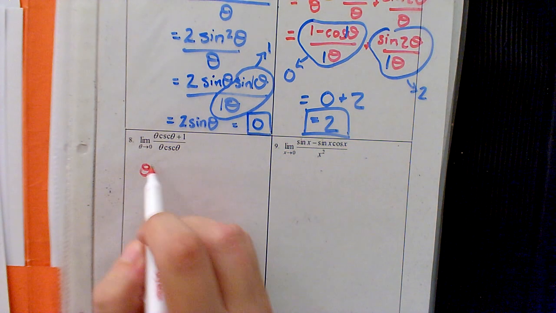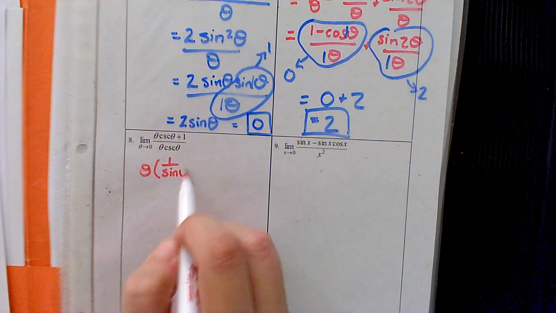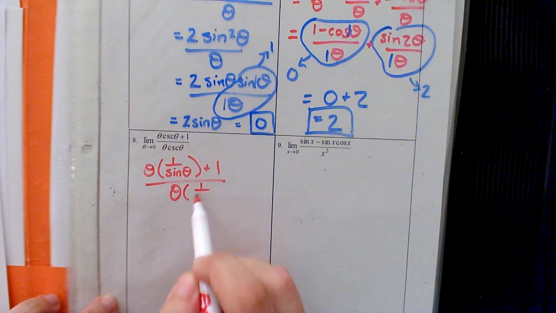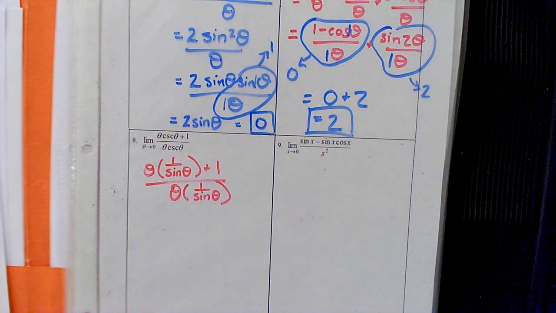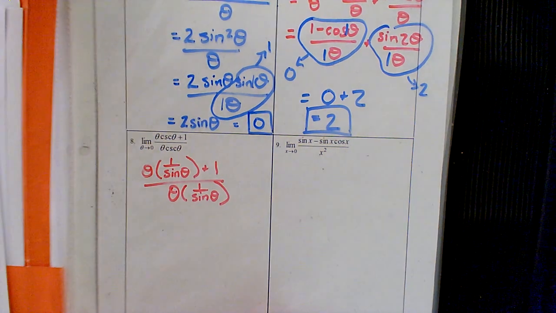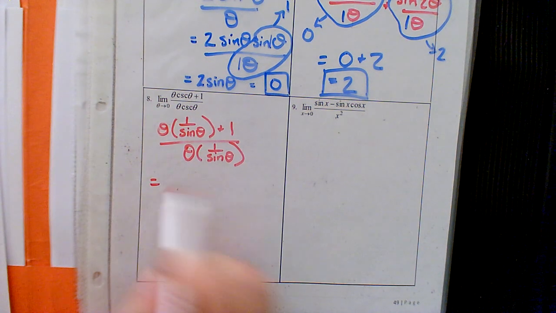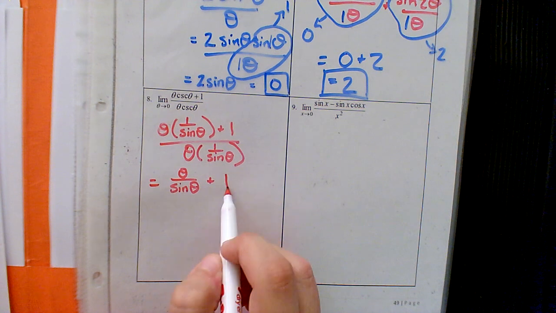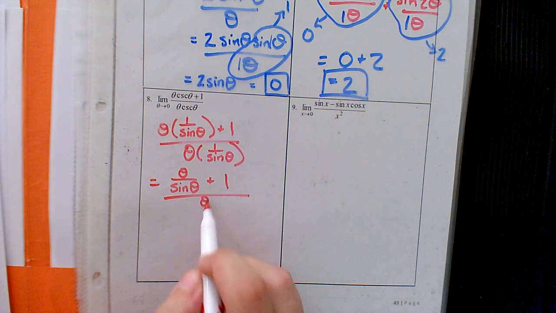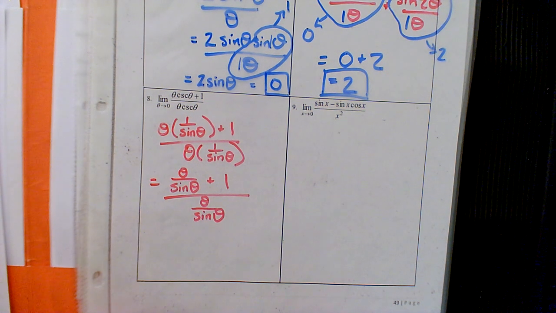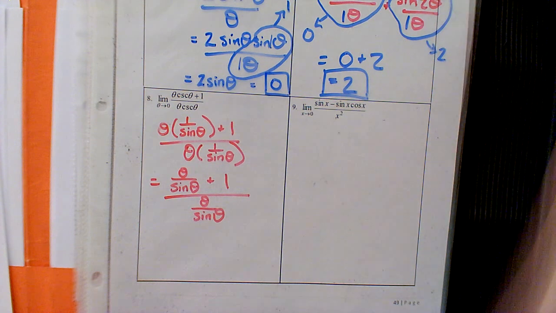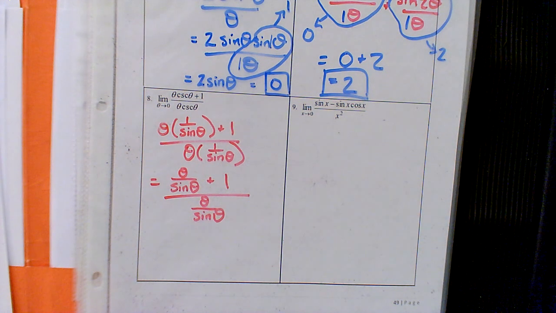Let's do it. Okay, so 1 over sine plus 1 over theta times 1 over sine. All right. So we have theta over sine and then plus 1 all over theta over sine. Now by rewriting it, now we have a multitude of fractions. So maybe we can use some fraction properties to simplify it, get it to look a little nicer. Where do you want to go from there?